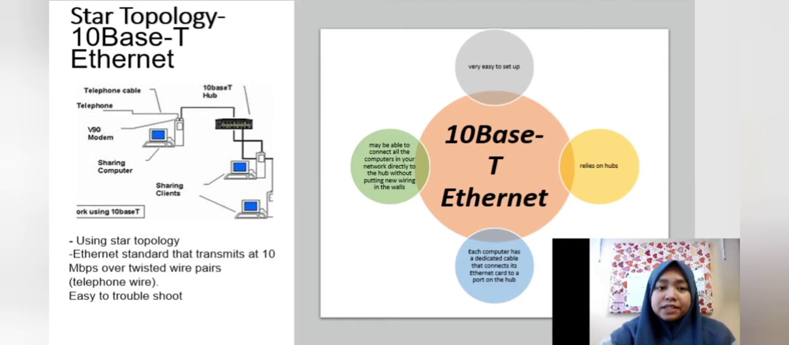Next, for the base Ethernet, we use the star topology. It uses the Ethernet standard that transmits at 10 megabits per second over twisted wire pairs. It is easy to troubleshoot and very easy to set up. It relies on hubs, and each computer has a dedicated cable that connects the Ethernet card to a port on the hub, so all the computers in the network may be connected directly to the hub without putting new wiring in the walls.